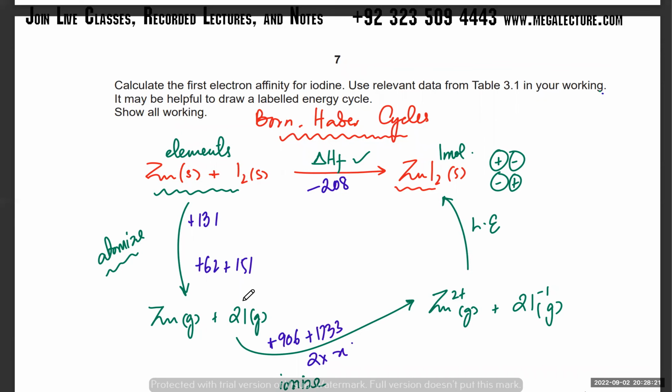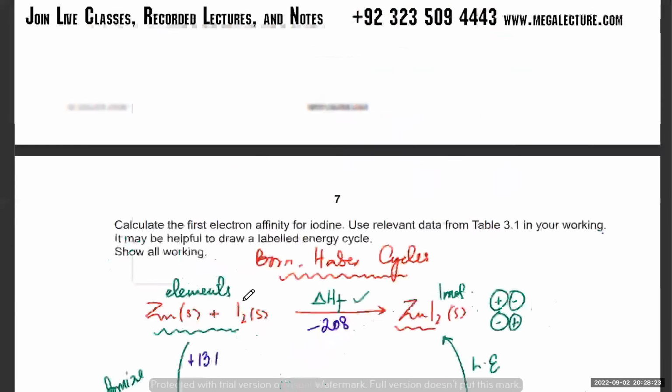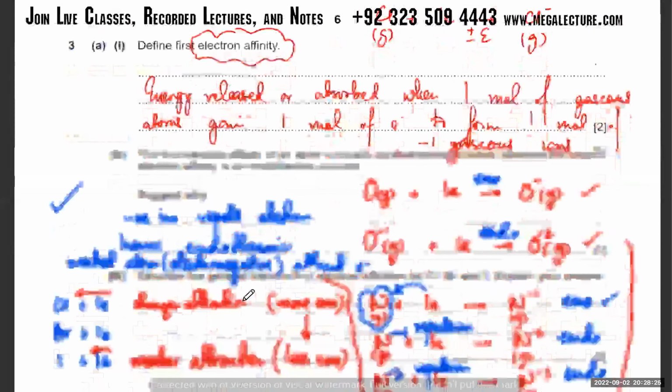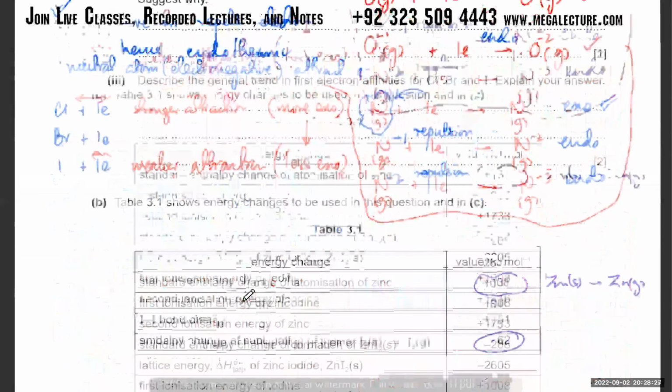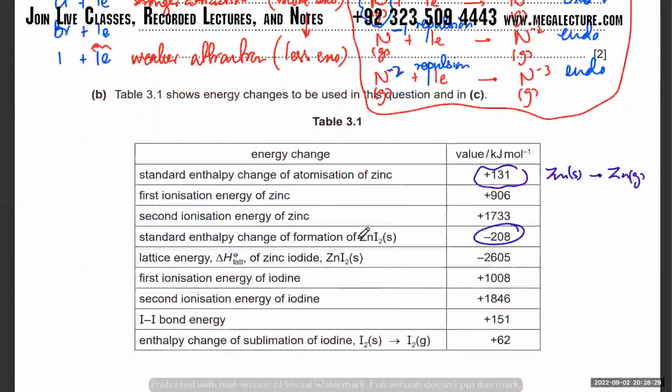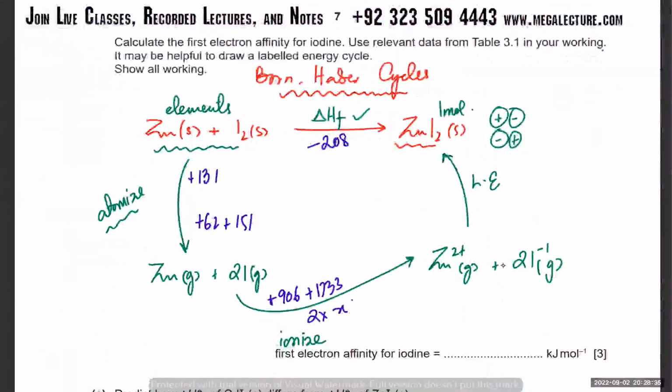So the last thing is lattice energy. That's also given. What's the lattice energy over here? It's given as -2605. So this is just a typical Born-Haber cycle where you had the enthalpy of formation of an ionic lattice.